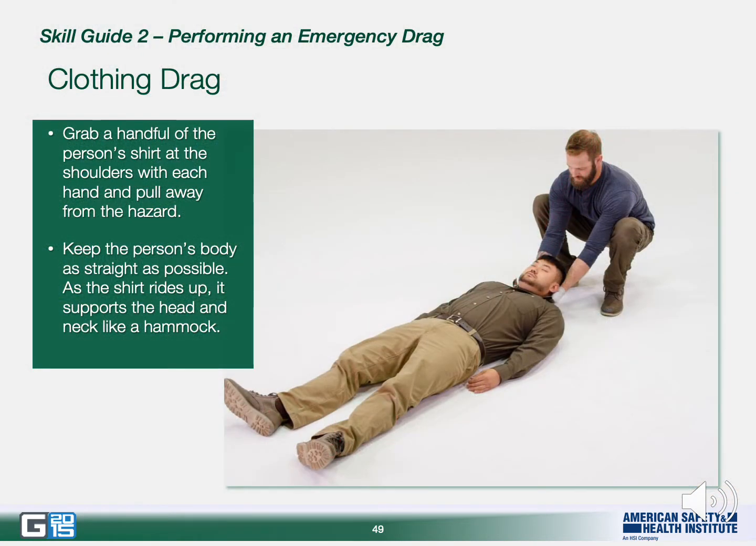Okay. So the clothing drag, just like what you saw in that other picture: he's going to grab a handful of the guy's shirt at the shoulders with each hand and pull away from the hazard. You want to keep him in a straight line, leading with the head and trailing with the feet. Keep it as straight as possible. As the shirt rides up, it supports the head and neck like a hammock.